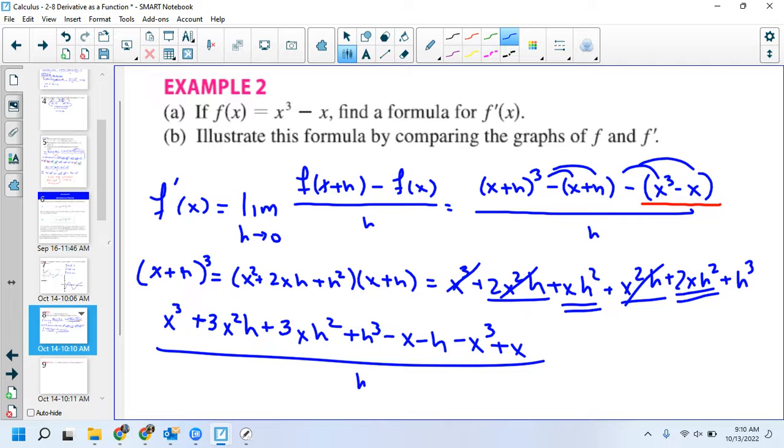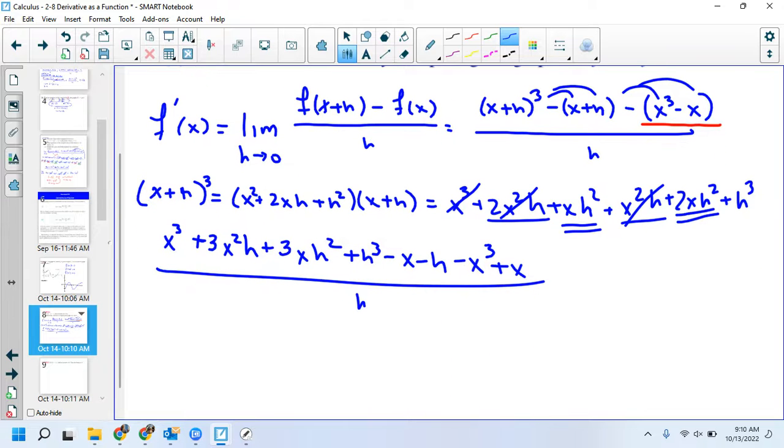You just got to keep your work organized. Honestly, that's one of the hardest parts about these problems. If you're one of those people that has their work all over the place, good luck. Clean it up. Okay, we got x to the third and negative x to the third.